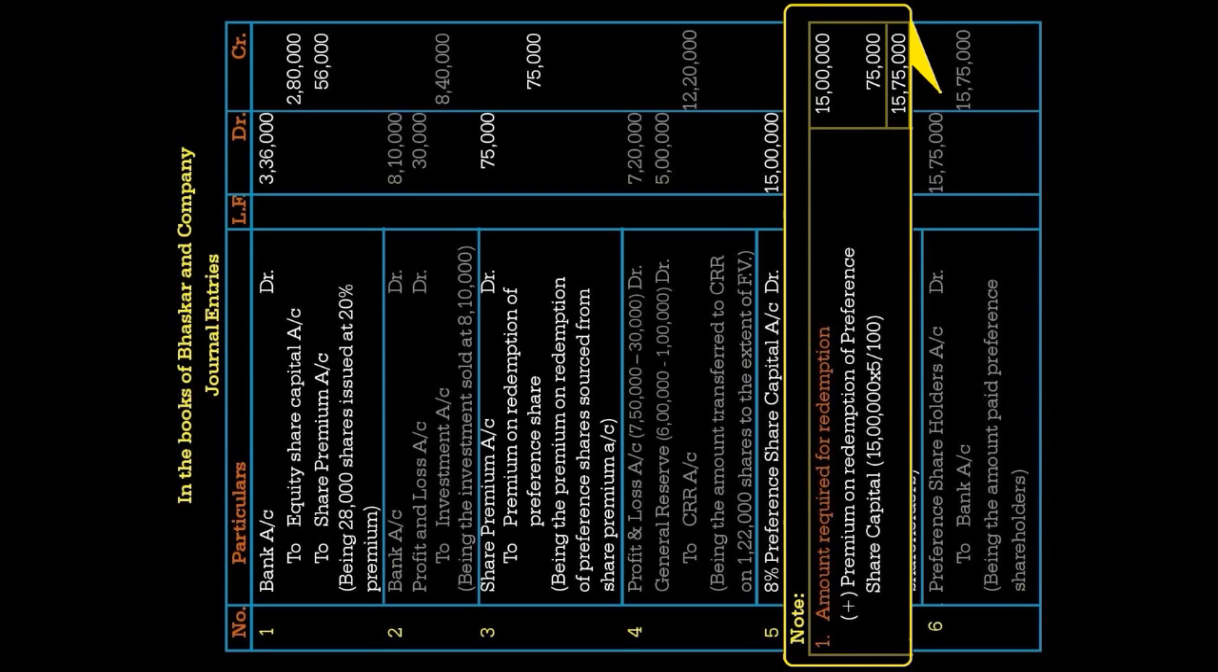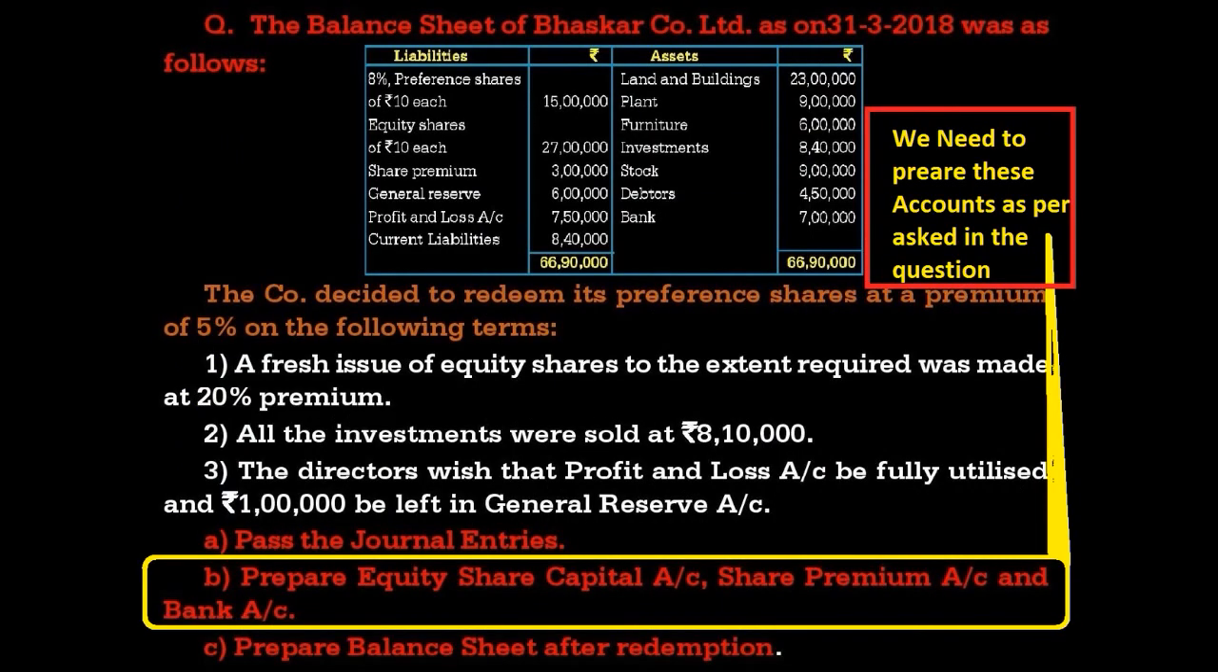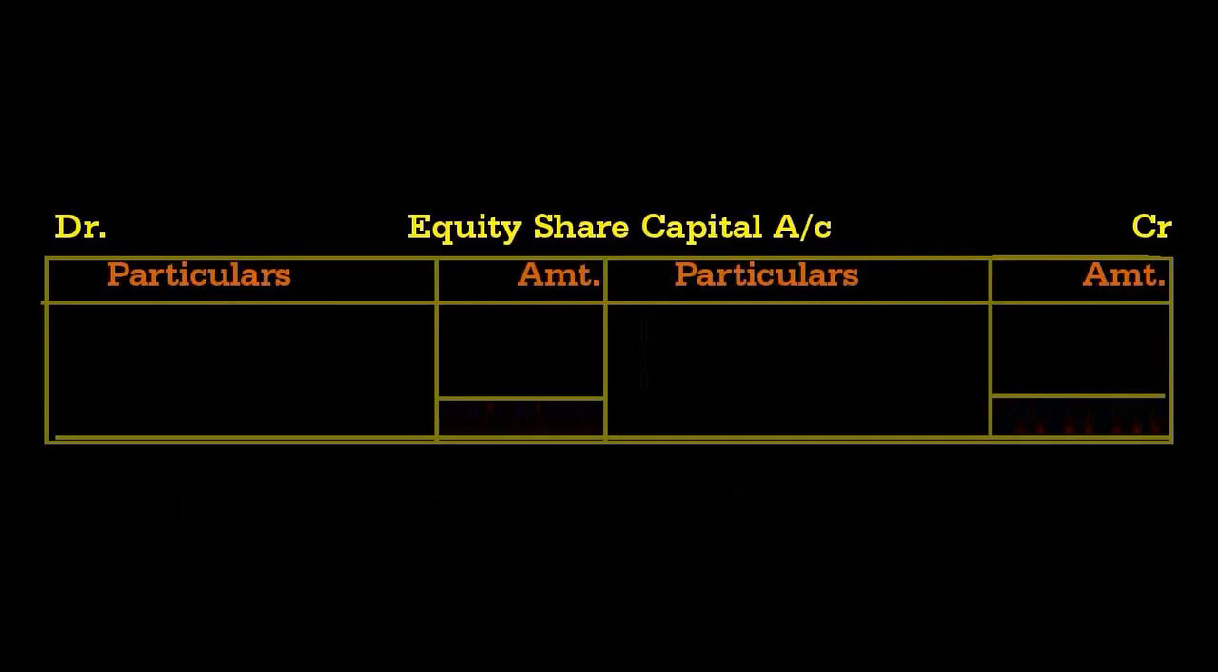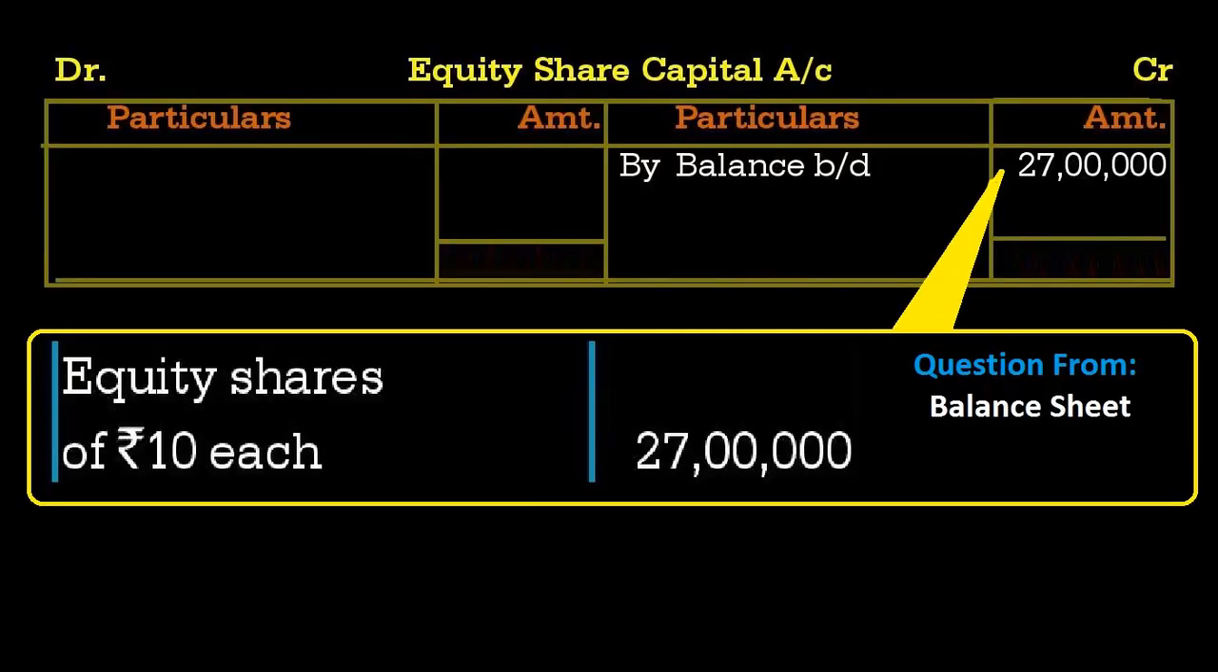So if the journal entries are written, ledger accounts are easy because it is just posting. First we open the equity share capital account, ledger account, with debit column and credit column, both sides particulars. First we will transfer the capital. As capital is on the liability side, in our ledger account it is a credit balance. First, by balance, it is 27 lakh as per the balance sheet.